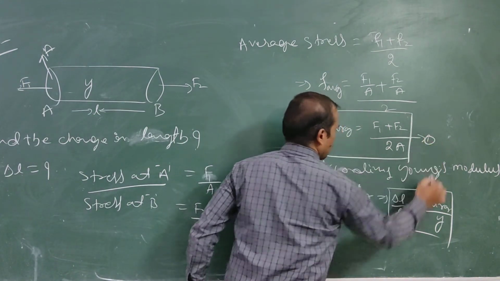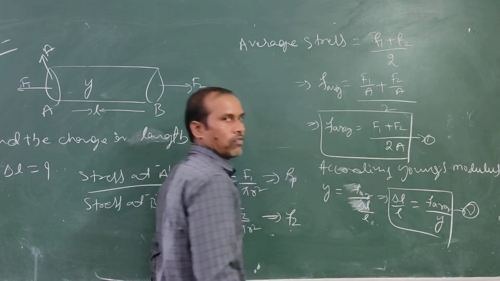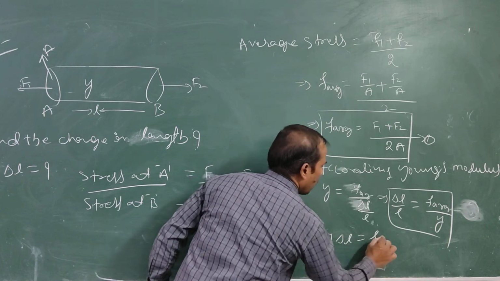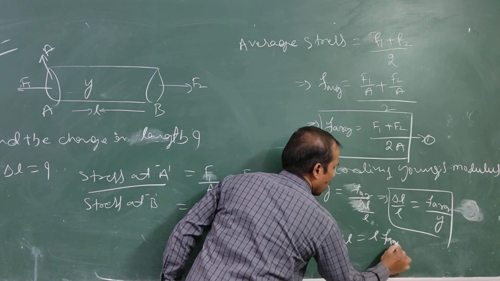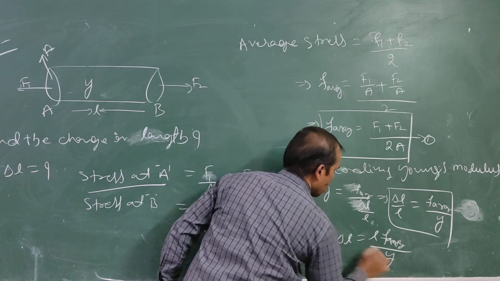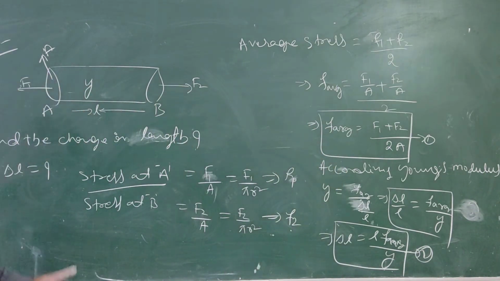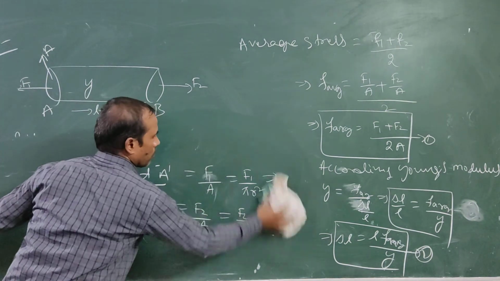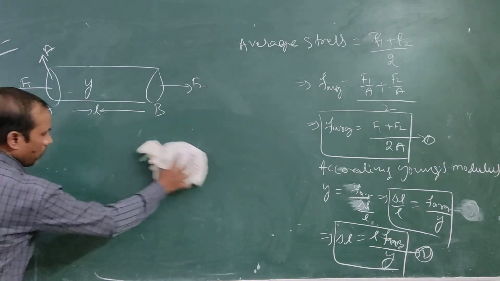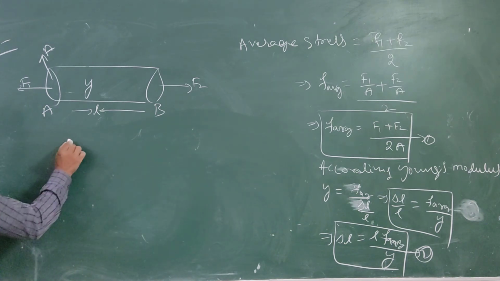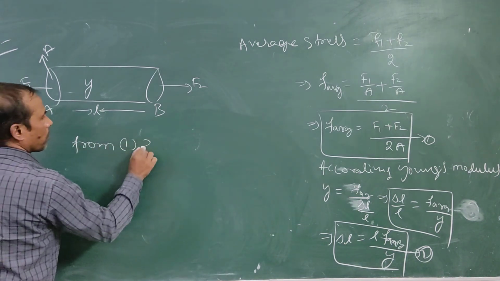Okay, this is equation 1. Then the next step is equation 2: delta L is equal to L into average stress by Young's modulus. This is equation 2. Now from equations 1 and 2.